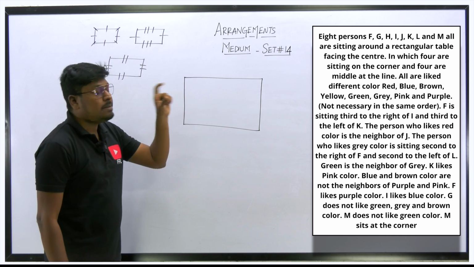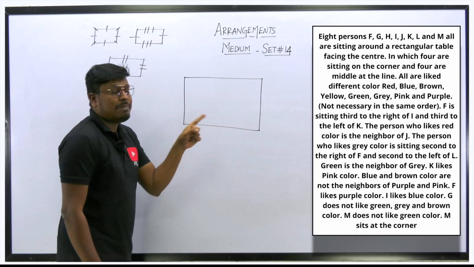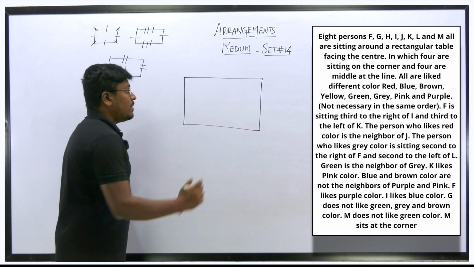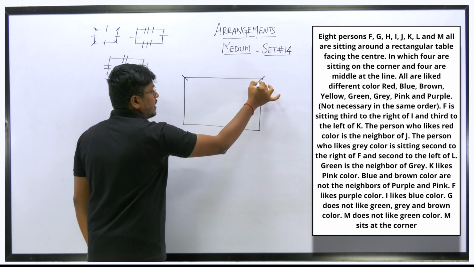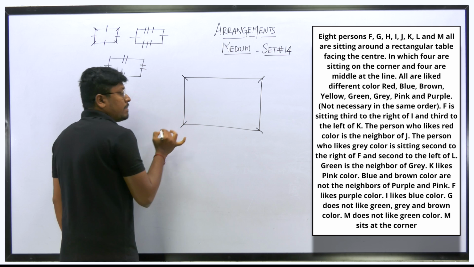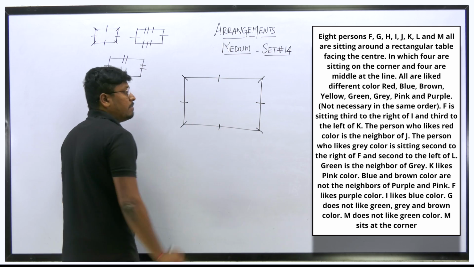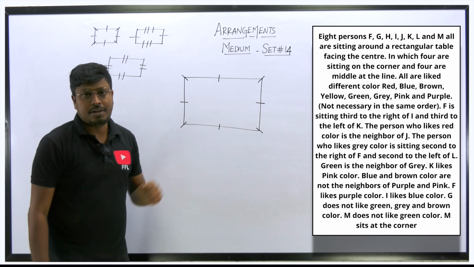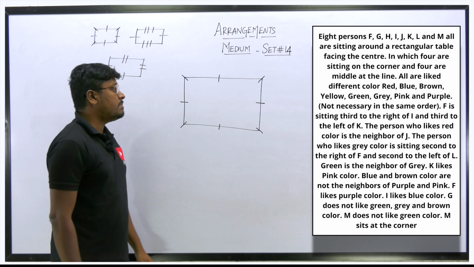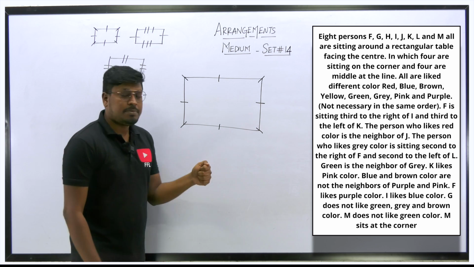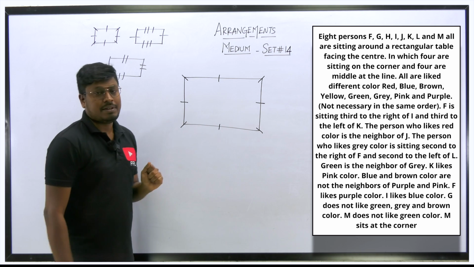So read the complete passage, in which 4 are sitting at the corners and the remaining 4 are sitting in the middle of the lines. So here the rectangular arrangement is based on model 1. So 1, 2, 3, 4: 4 people sitting at the corners and the remaining 4 sitting in the middle. That is very important, so that you won't make a mistake at the end. That's the reason I am saying, if it is a rectangular arrangement, first decide which model the question is, and then start solving the question.